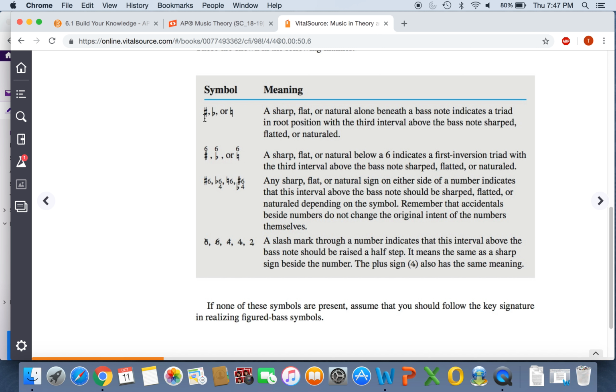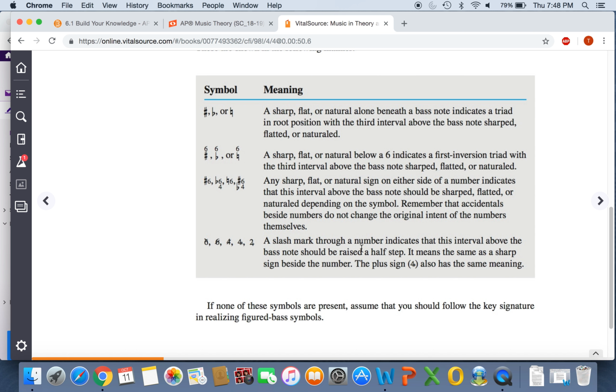But then, if they put a sharp or a flat or a natural alone beneath a bass note or above whatever is written for the figured bass, it means that the third above it is whatever the accidental is. A sharp, flat, or a natural below a 6 indicates a first inversion triad with the third interval above the bass note sharped, flatted, or naturaled. Any sharp, flat, or natural sign on either side of a number indicates that this interval above the bass note should be sharp, flatted, or natural, depending on that symbol. We're not going to see that too much, but if you do see it, you know what it means.